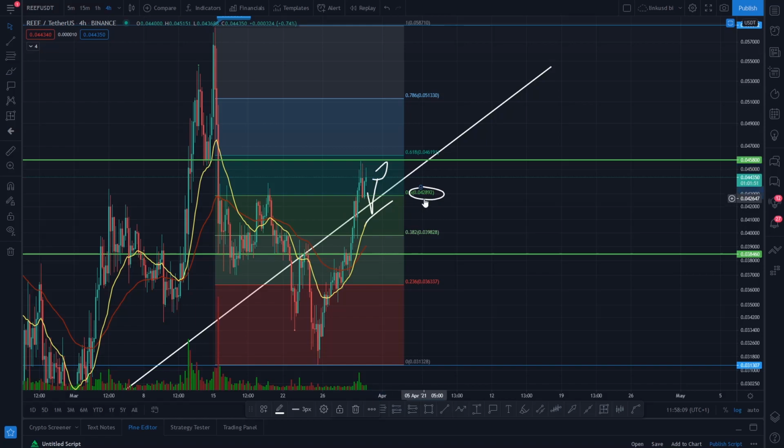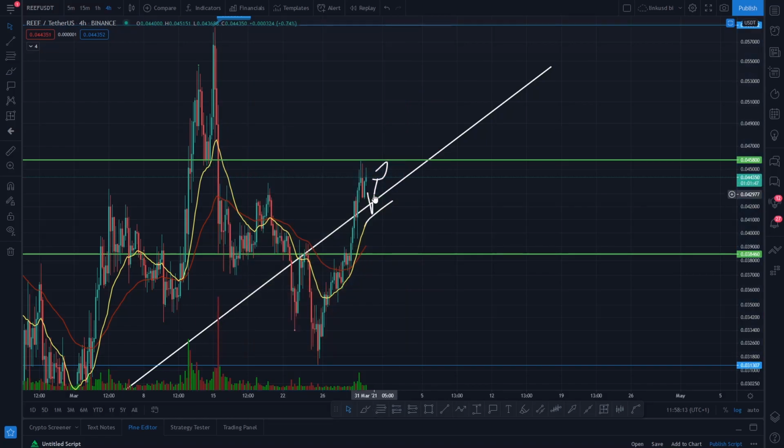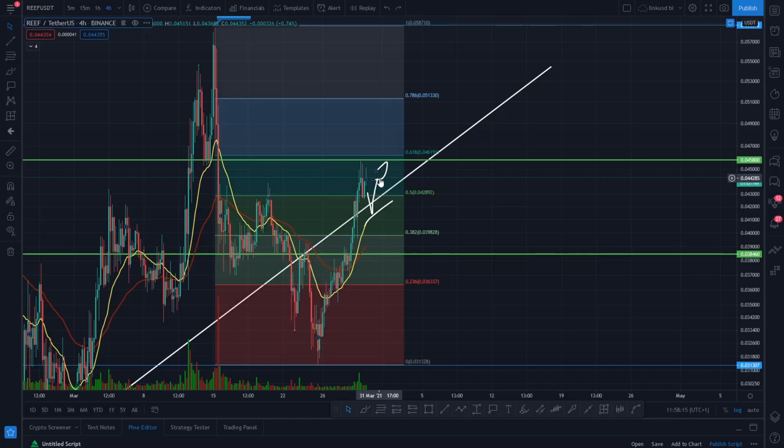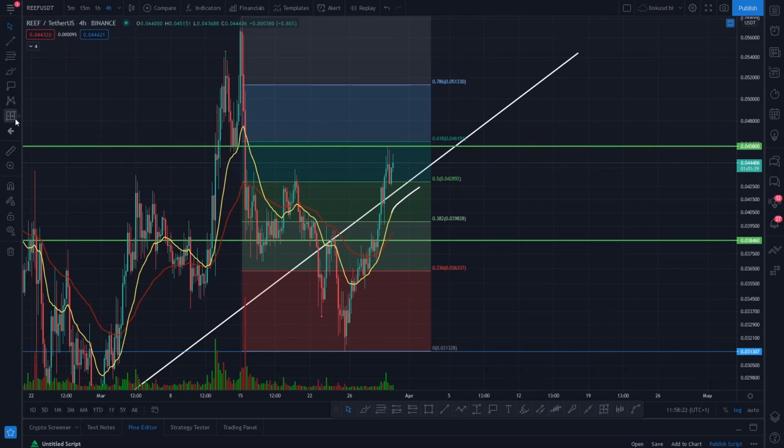If you do see any kind of pullback and you're not involved in Reef, then do contemplate getting involved with Reef, because it's very, very strong. It's bounced off all these support levels really well. You've got the bullish cross on the 4-hourly time frame.